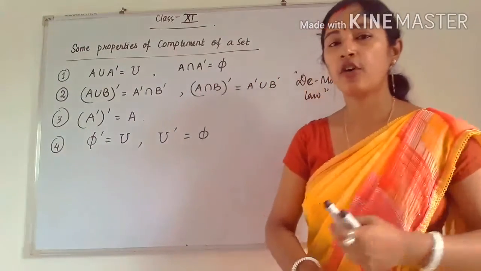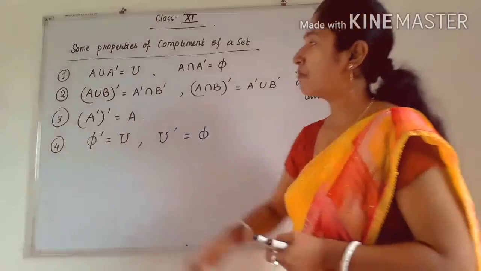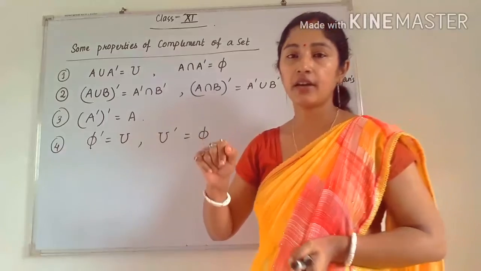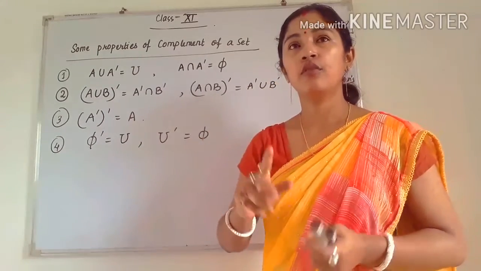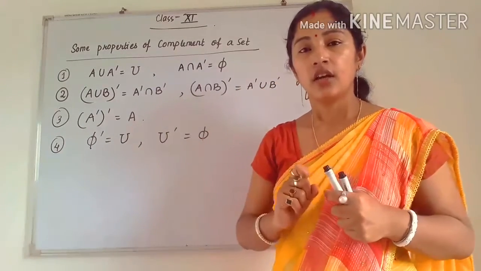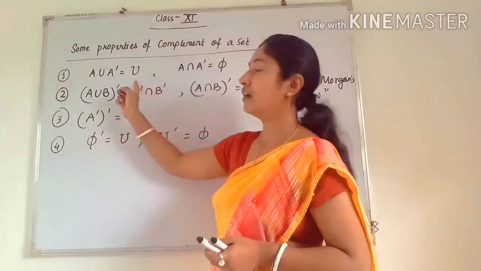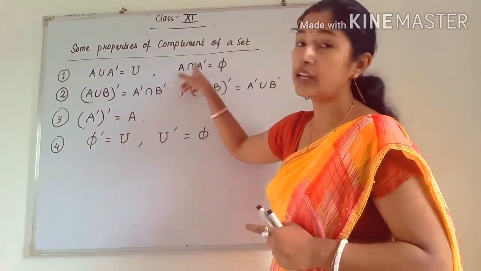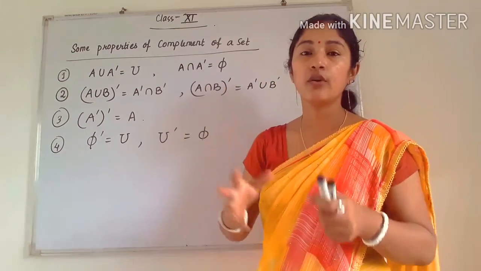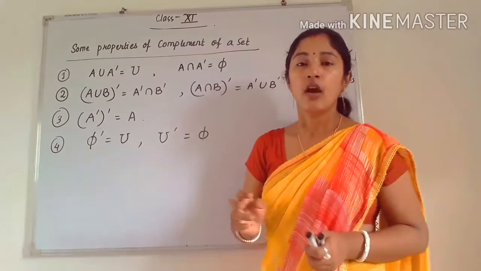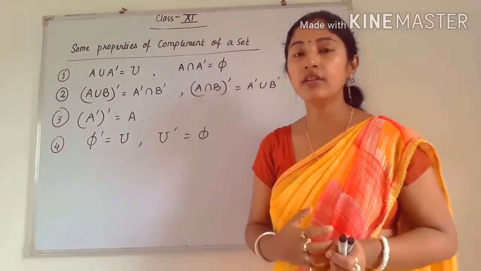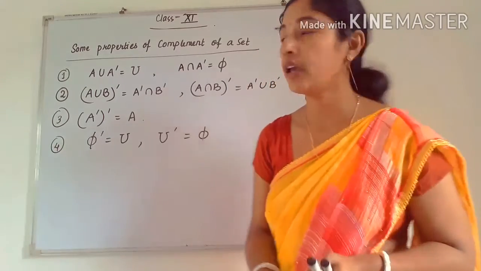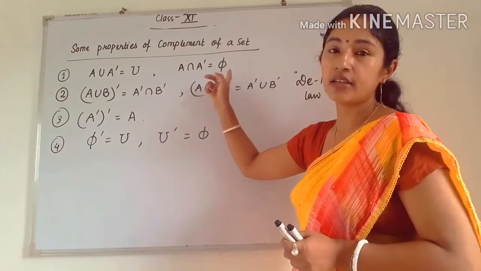Next are some properties of the complement of a set. The first property: A union A dash is equal to the universal set. I have already drawn the Venn diagram. You have seen that when we take the union of A dash and A, we get the rectangle, that means the universal set. And what about the common elements of A dash and A? There are no common elements between A and A dash, because A dash is the set whose elements belong only to A dash, not to A. So the intersection will be phi, that is an empty set.